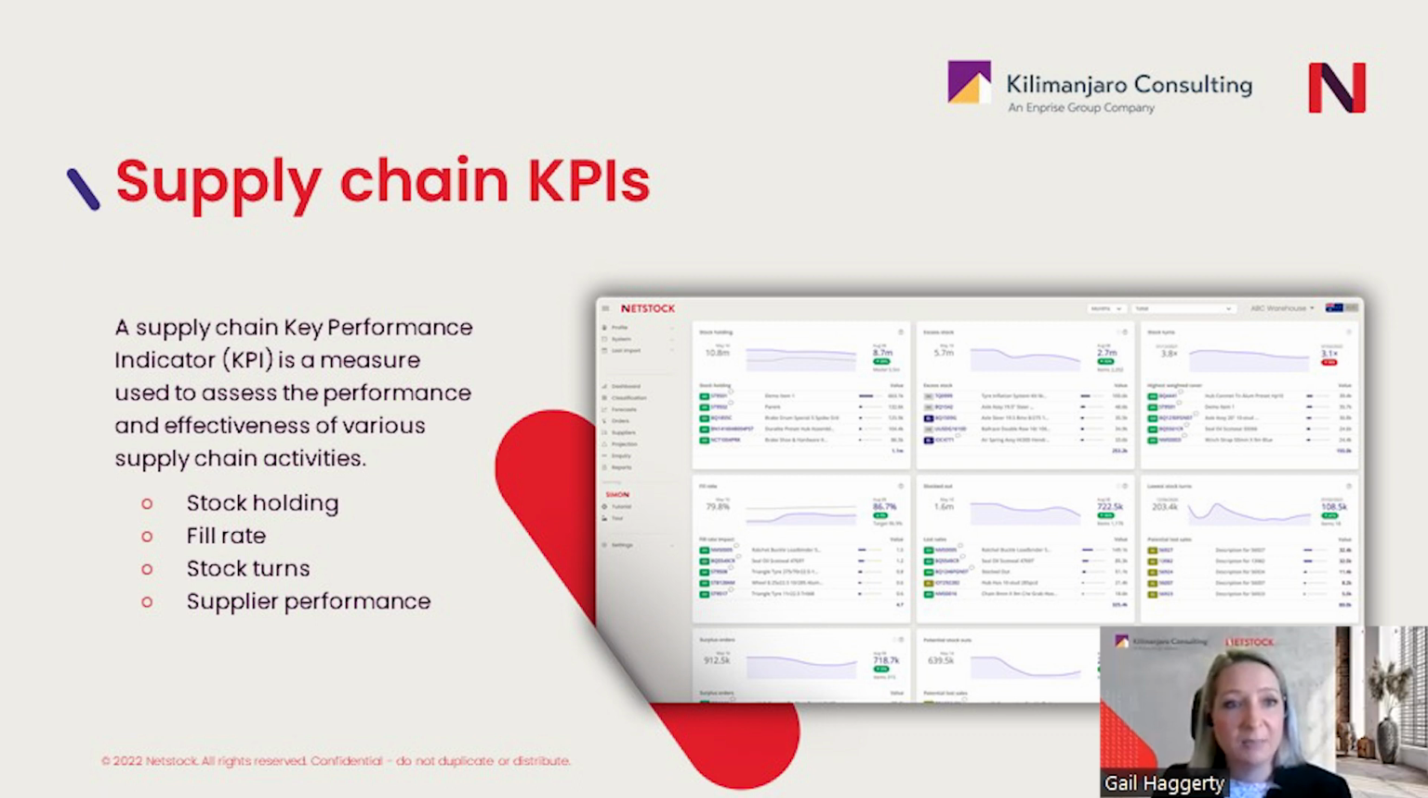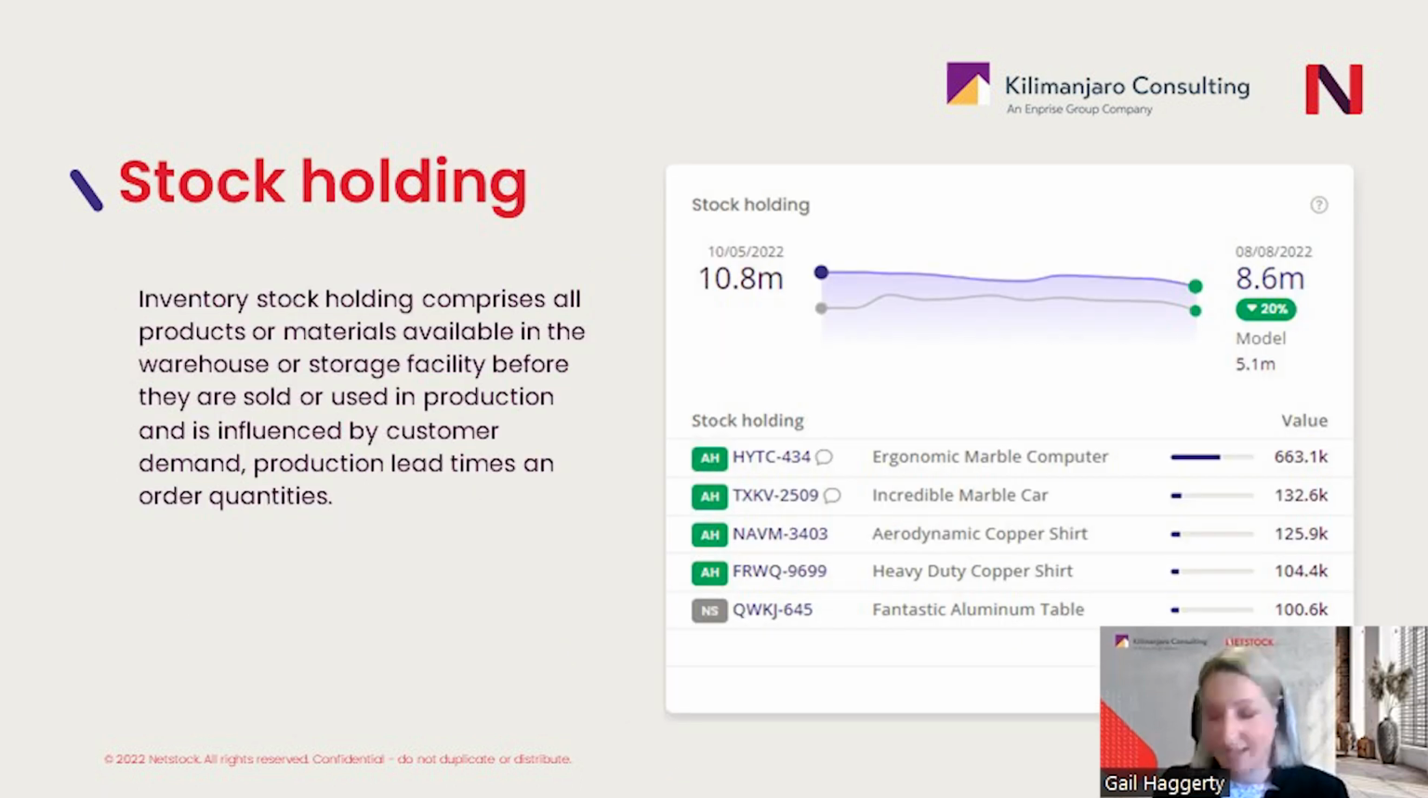So the 4 key supply chain KPIs that I'll be talking about today are stock holding, fill rate, stock turns, and supplier performance. Stock holding: with NetStock you can easily track your stock holding and monitor your progress. Your goal should be to bring your actual stock holding value as close to your model value or ideal stock value as possible while maintaining or increasing your fill rate.